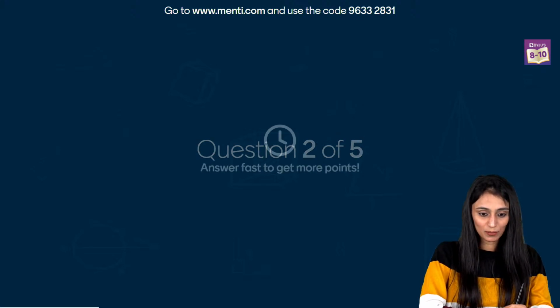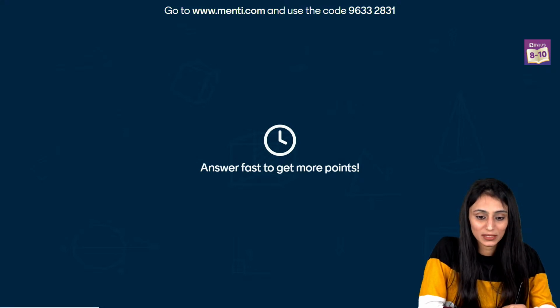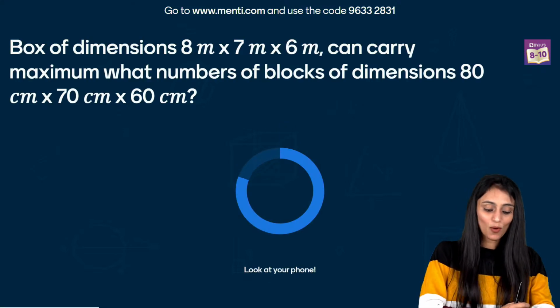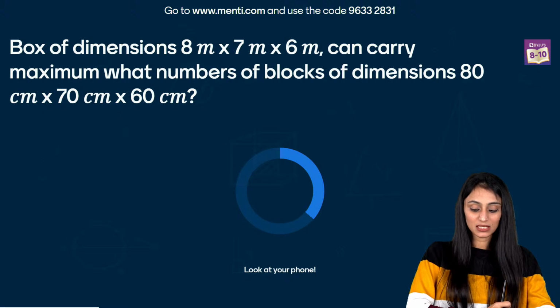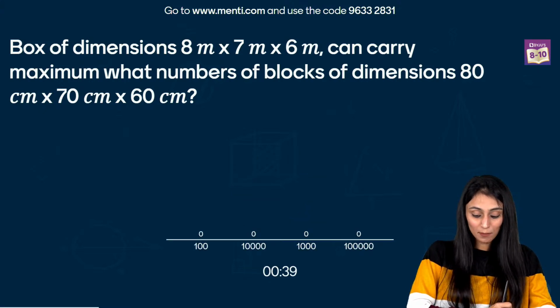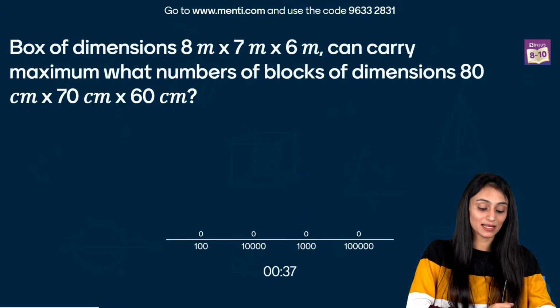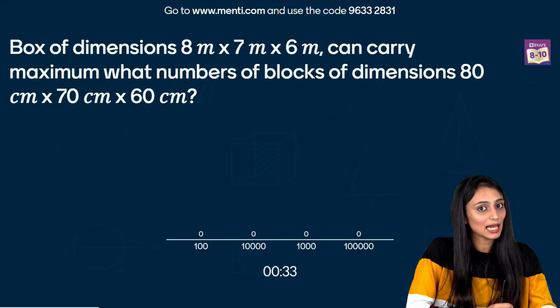Let's take a look at the next question now. Now we have question number 2. That's okay, Lakshmi. Yes. A box of dimensions 8 meter by 7 meter by 6 meter can carry maximum what number of blocks of dimension 80 centimeter by 70 centimeter by 60 centimeter? A simple question but a calculative one.